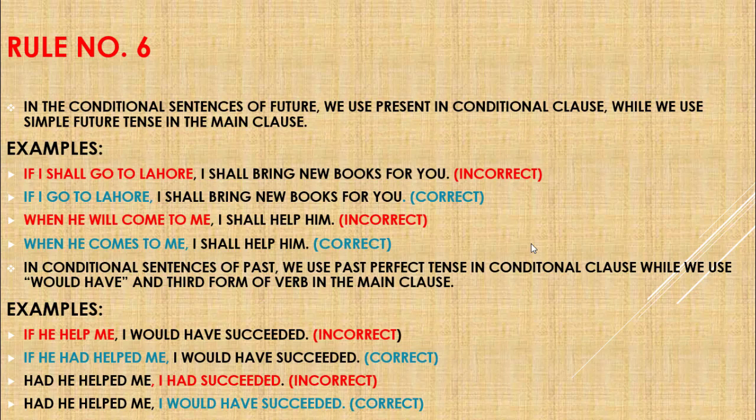Rule number 6 is about the conditional sentences. In the conditional sentences of future, we use present tense in the conditional clause while we use simple future tense in the main clause.